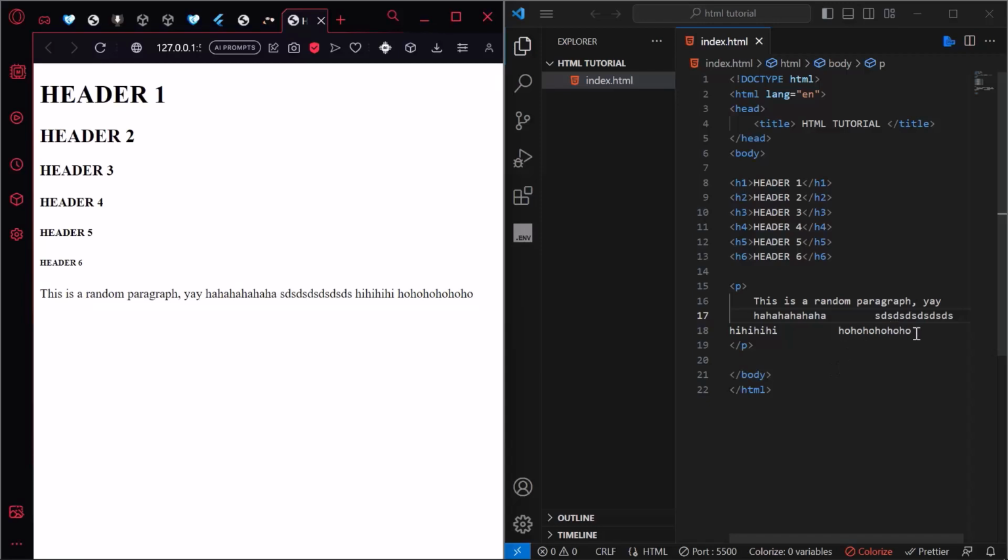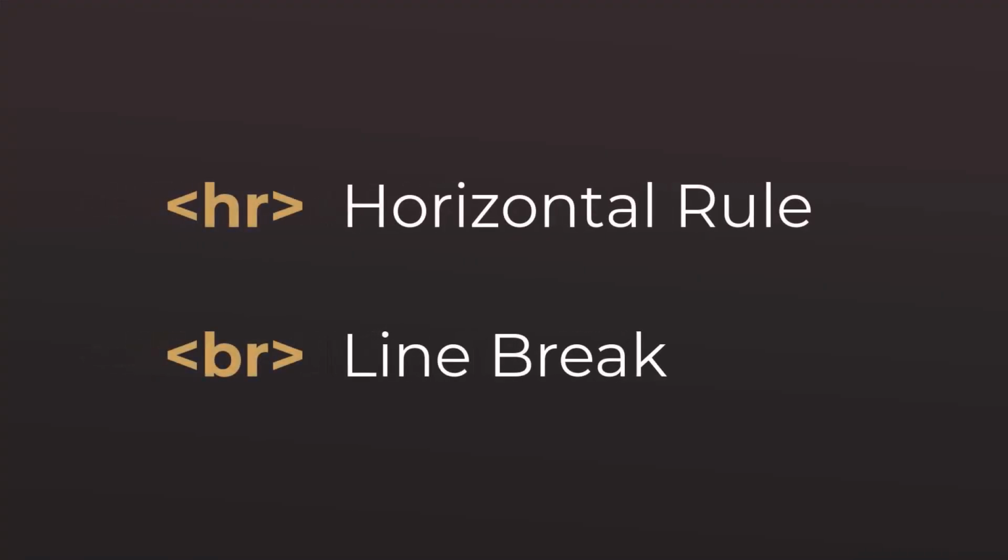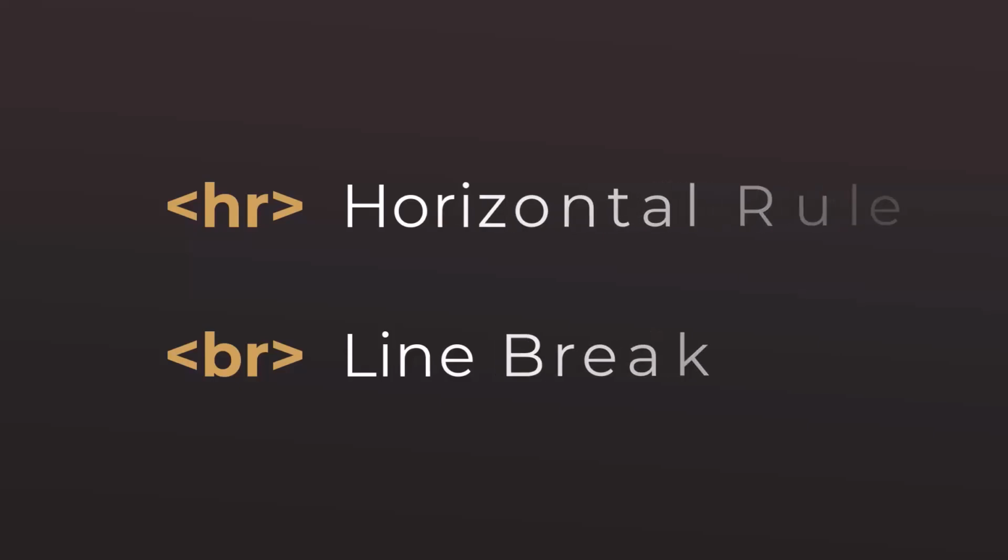So we can control this with the use of some elements such as horizontal row and line break. So you notice these two are empty elements. Once again, empty elements don't have content and they don't have closing tags. So horizontal row, HR, line break, BR. These two are empty elements.